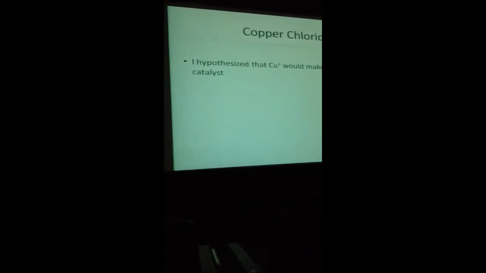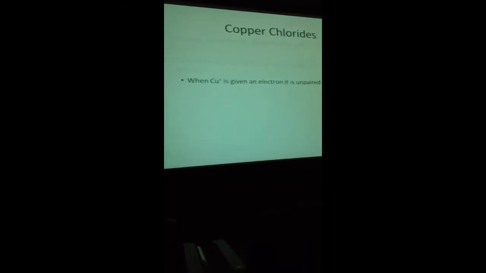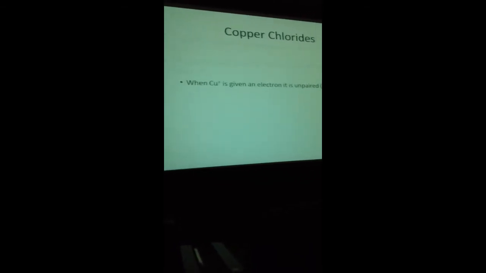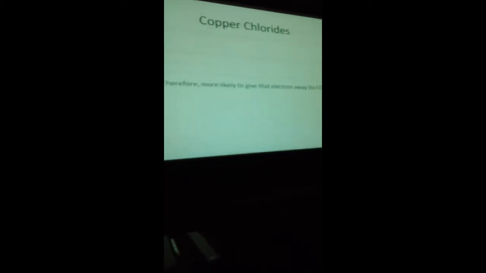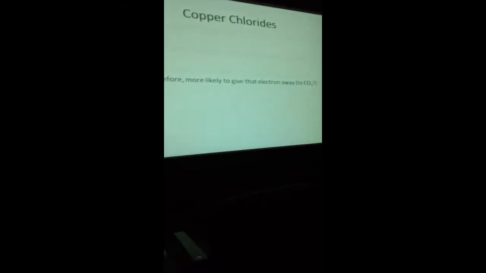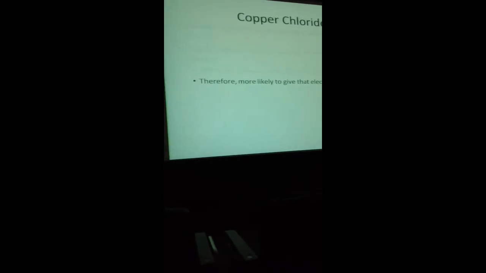So I thought that copper +1 would make a better electrocatalyst, because when it's given an electron, it ends up unpaired, so it's kind of like a radical. And if it's kind of like a radical, it's more likely to give that electron away so that it can become more stable. And hopefully it will give that electron away to carbon dioxide, so carbon dioxide becomes a radical, which is what we want.